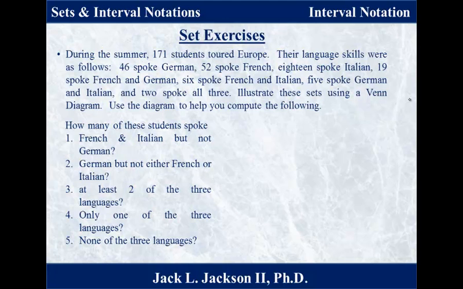Rather than putting each element in there, we can't because we don't even know the names of which students spoke which languages, but we can put how many students were in each of these little different pieces of our Venn diagram. So go ahead and do that, putting the sizes in the Venn diagram, and then use it to answer these questions. How many spoke French and Italian but not German?